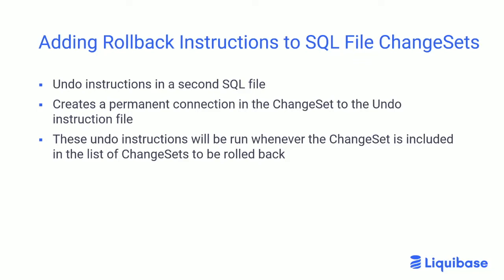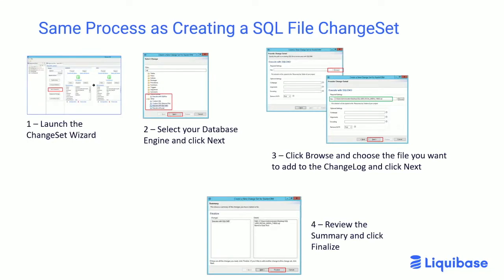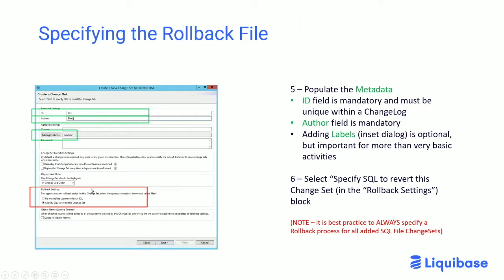Okay, so looking at the process and how you set this up, you start off using the same process as creating a SQL file change set. Again, we have a video on this topic, but you go through the change set wizard, select the database engine, the command line tool for your database engine, specify the forward change set, go through the summary, and on the finalize page, you specify the metadata just as before. But go down towards the bottom of that finalize page and you'll see a rollback settings section. You're going to toggle the radio button here to specify a SQL to revert this change set.